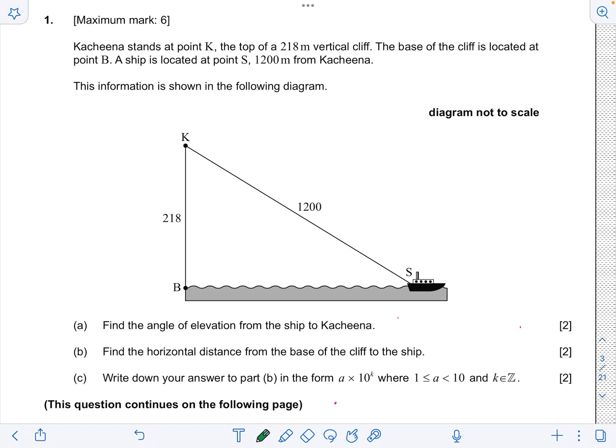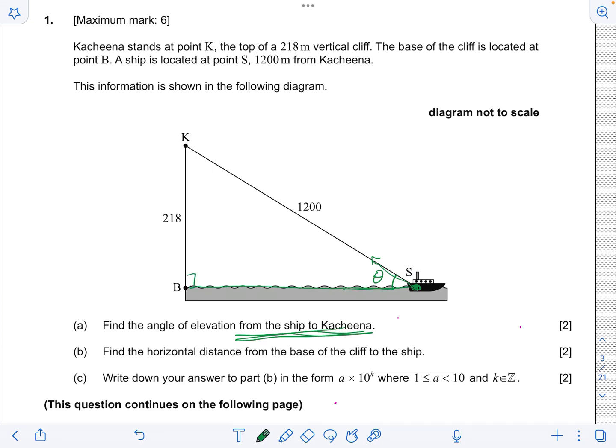We see that Kachina is standing at point K, and we've got all this information here, but we are asked in part A to find the angle of elevation from the ship to Kachina. So that's key here. Well, there are two key things. Angle of elevation always means the angle made with the horizontal. And so we're looking at the angle made from the ship. So we're starting at the ship right here, looking at Kachina at K, and we're looking for the angle made with the horizontal, which is the water line right here. So there's theta. This creates a right triangle.